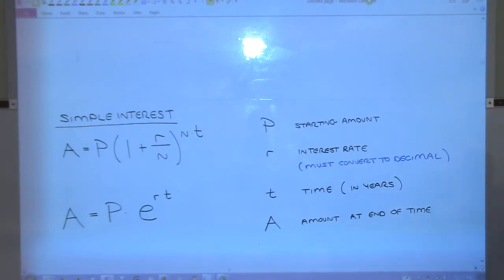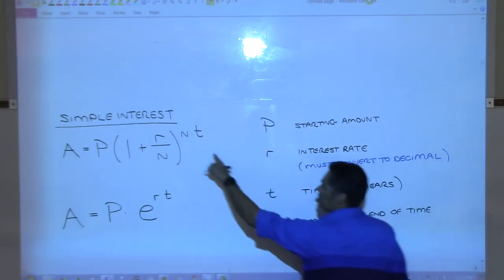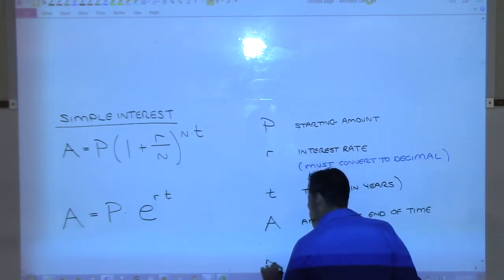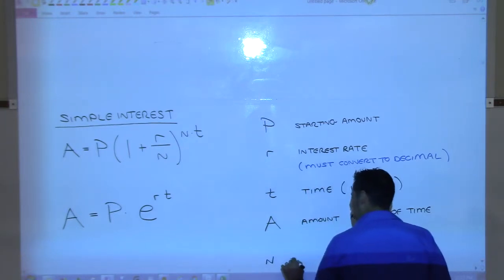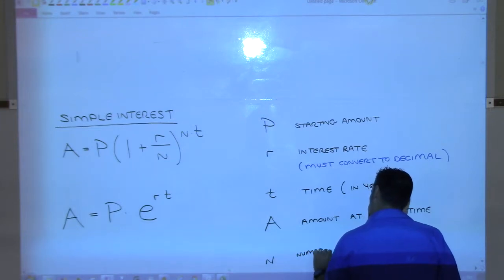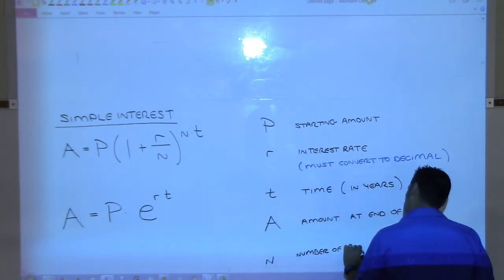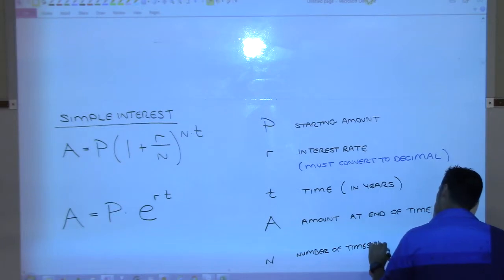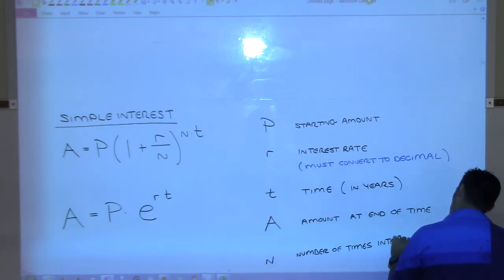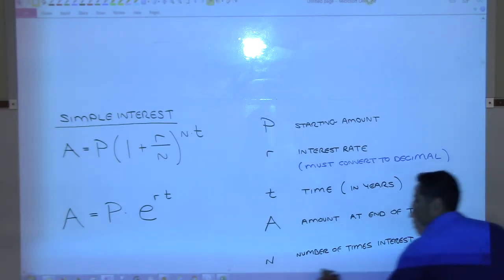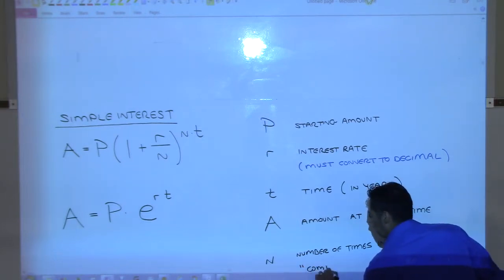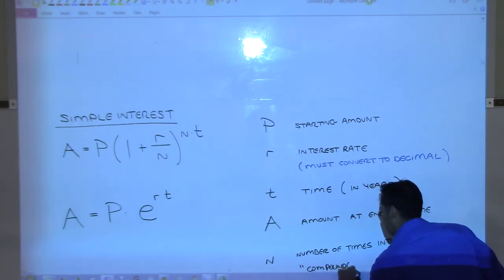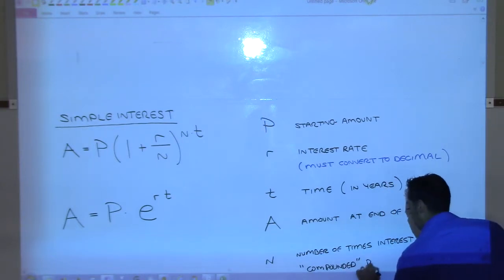There's one more thing that we have not accounted for here, and that is the little n. Do y'all see that n? And that n only appears in this formula. And this n is the number of times the interest is what we call compounded per year.